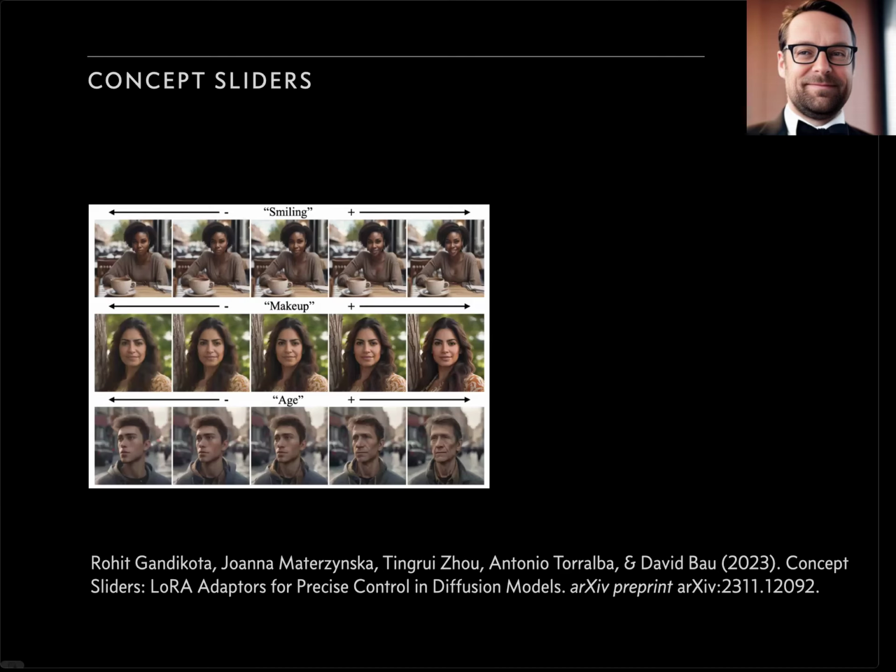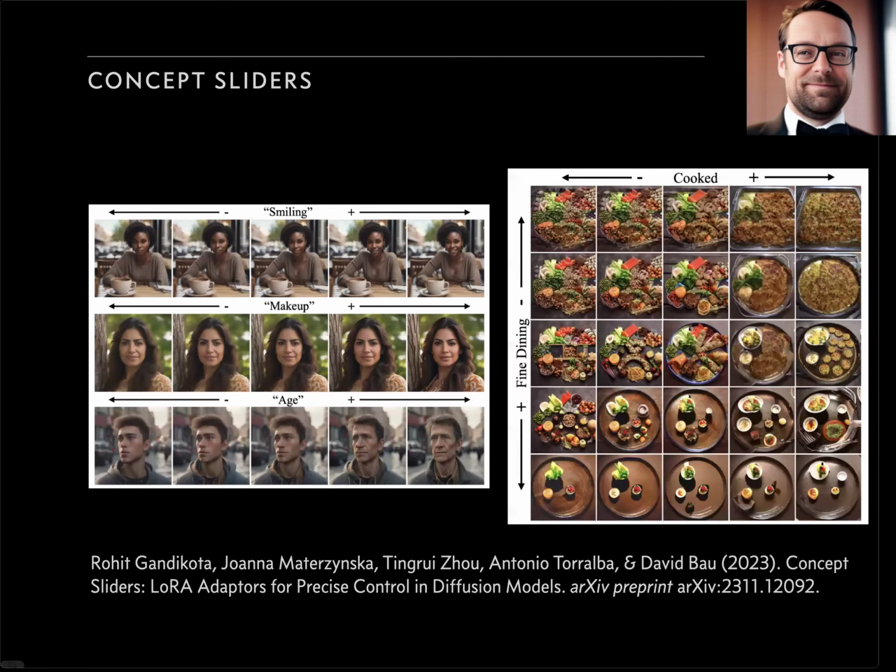This is a recent arXiv paper, I think from December last year. What they show is that diffusion models can learn any concept. You can create what they call concept sliders, which allow very fine-grained manipulation. You see the examples: smiling, makeup, and age. Not only that, you can also combine them. Here they made one slider for the cookedness of food and one for fine dining, and you can combine them. In the paper, they show up to 50 sliders combined, no problem, with a very small increase in computation time.